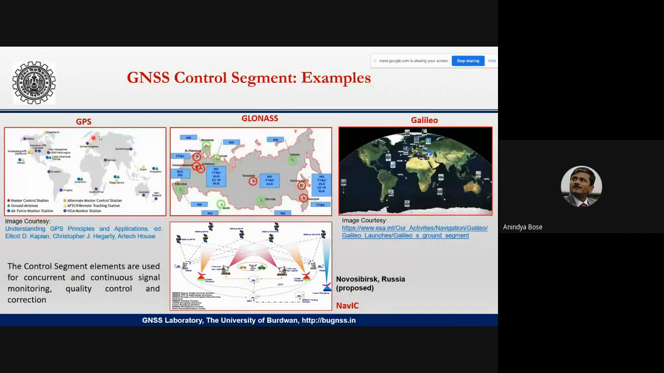These are the GNSS control segments. These are the points from where the signals are received by the GPS authority, the quality is checked, and any correction is made. Similarly, this is the GLONASS and this is the Galileo control segments, scattered all over the globe. In our case, scattered all over the country. These are the control segments proposed outside Indian soil. The proposed center is in Novosibirsk in Siberia. In turn, GLONASS would have one control center in Bangalore.